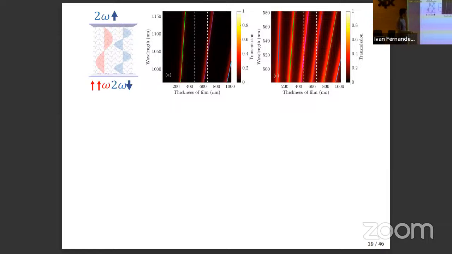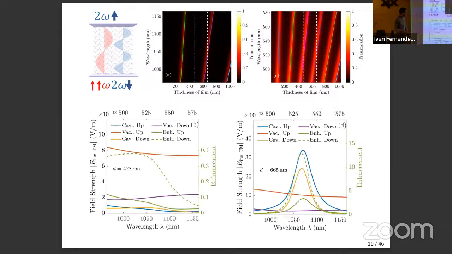And so the test was, okay, we have the cavity. We have two cases for the thicknesses, so this height, let's say. In one case, the cavity is not resonant at the fundamental, and it's resonant at the second harmonic. And in the other case, it's double resonant. And the question was, how can we enhance the second harmonic by putting in the cavity?